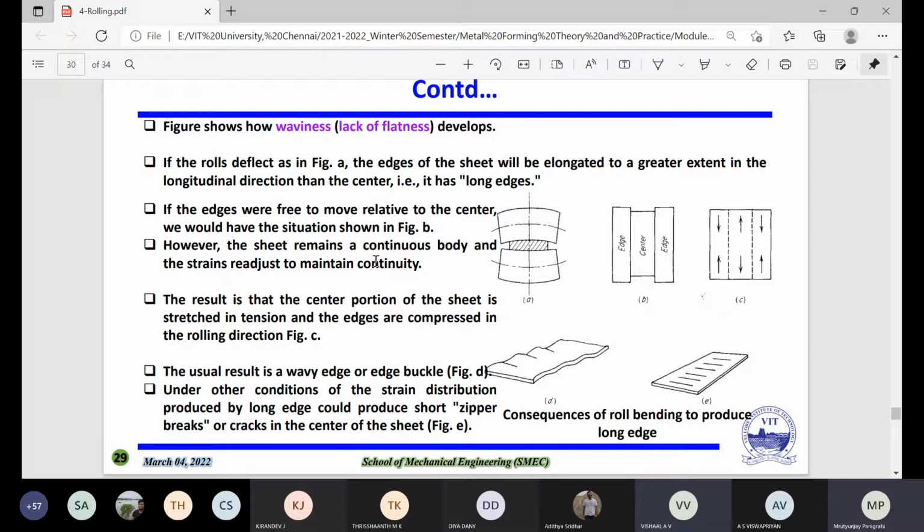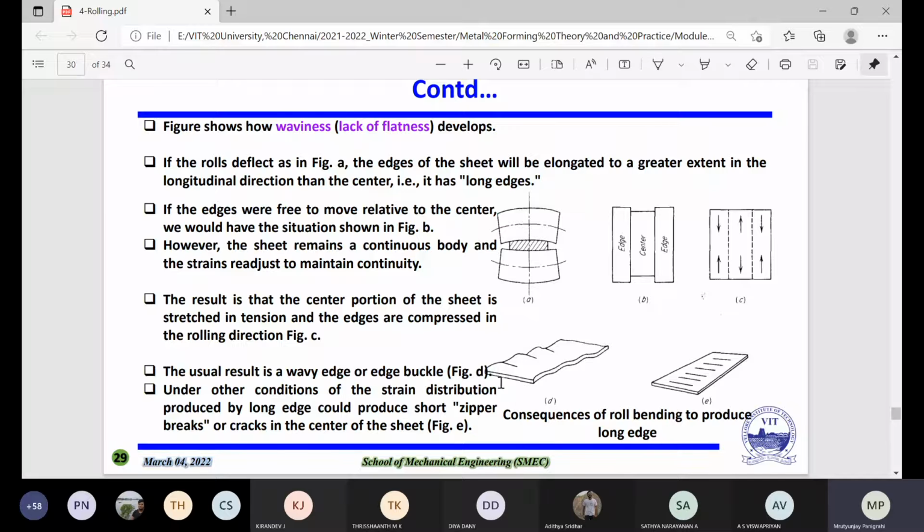Okay, however, the sheet remains a continuous body and the strain readjusts to maintain the continuity. But what will happen? It will not stop here. Whenever it is rolling, this material will pass from one side to another side. But both sides will be a little longer.